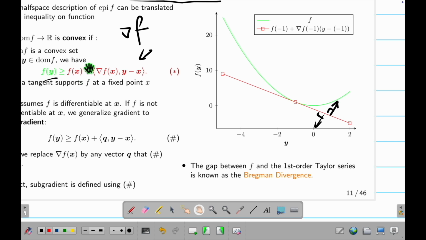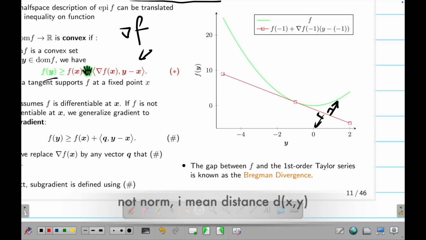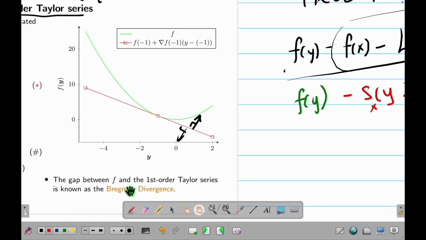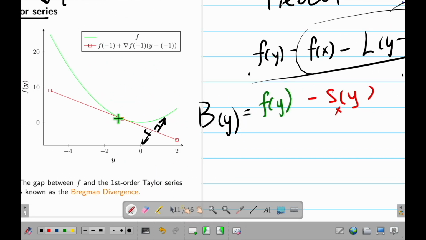This satisfies the first assumption of a norm. A norm has to be non-negative. And this also satisfies what? The norm of x, x is 0. So when y is x, it is 0. So this thing is not a norm, but a divergence. This thing is called the Bregman divergence, B. So what is this in the picture? This gap. This is the Bregman divergence. So this is y, this is y. So if this y moves towards the x, this is the x, then this gap becomes smaller, smaller, smaller, smaller, smaller, and the end is 0.